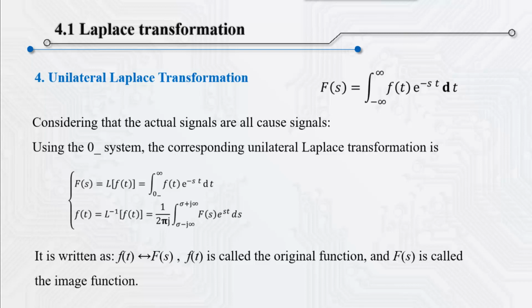Then the Laplace transformation becomes F(s) equals the integral from 0 negative to infinity of f(t) e to the power of negative st dt. f(t) is called the original function, and F(s) is called the image function. From f(t) to F(s), we call it Laplace transformation, that is, the image of the function. From F(s) to f(t), we call it Laplace inverse transformation, also known as the original function.